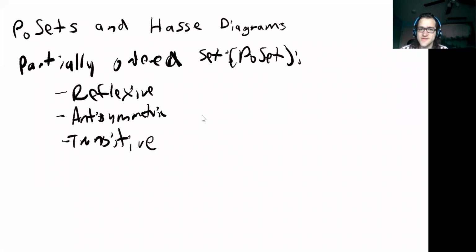Hello. Today we'll be talking about partially ordered sets and Hasse diagrams. So we'll go ahead and get started. What's a partially ordered set? Well, this has the properties of being reflexive, antisymmetric, and transitive.